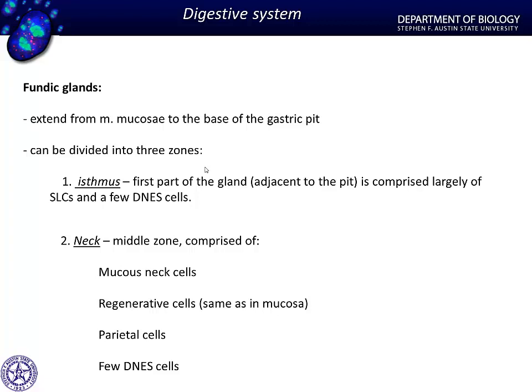So our fundic glands, we divide those into the isthmus, which is the first part of the gland right at the neck, and it's mostly our surface lining cells. Then we get to the neck, the middle zone, and this is where we have some of the surface lining cells, but more likely the mucous neck cells, the regenerative cells, and parietal cells. We may have some DNES, but most likely those DNES are going to be at the bottom.